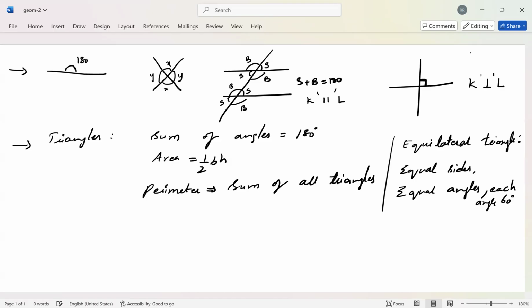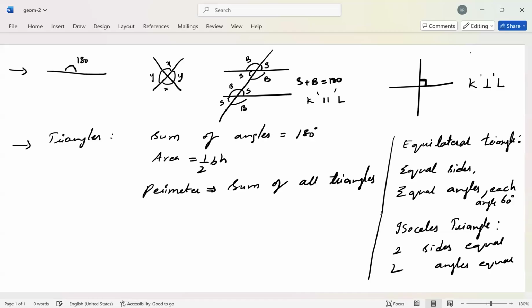One more triangle is the isosceles triangle. For an isosceles triangle, two sides are equal and two angles are equal. If you see an isosceles triangle, be careful about this point. If ABC is the isosceles triangle and AB and BC are equal sides, then angle A, which is opposite to BC, and angle C, which is opposite to AB, these two angles are equal.